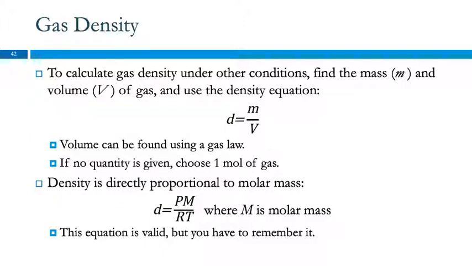So what if it's under some other conditions? Well, you can also come up with an equation for that. The book uses this: density is the pressure times the molar mass divided by RT. And like I say here, this equation is valid, but then you have to remember it. So I think it's better to just remember the density equation, which we've learned already. Density is mass over volume, and we're just going to use the gas laws. I'm going to choose 1 mole of gas, because that's easy. And then I can calculate the mass of 1 mole, and I can use a gas law to find the volume of 1 mole.